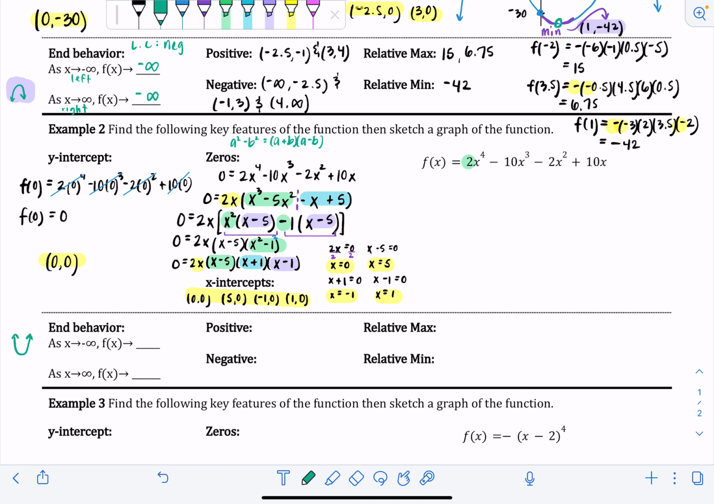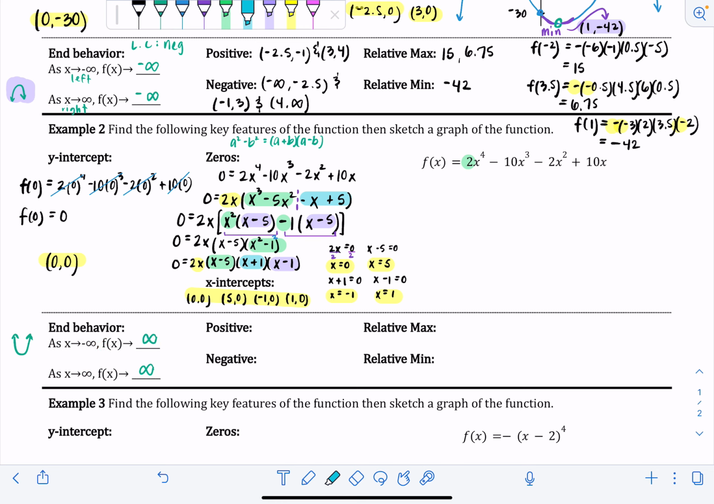Okay, so if both sides are going up, it means both f of x's are going to go to positive infinity. So as the graph goes left, it goes up. As the graph goes right, it goes up as well. So up on both sides.